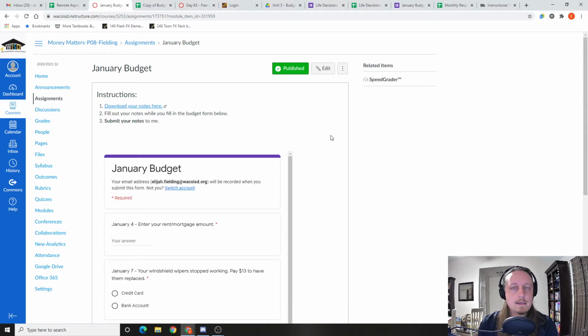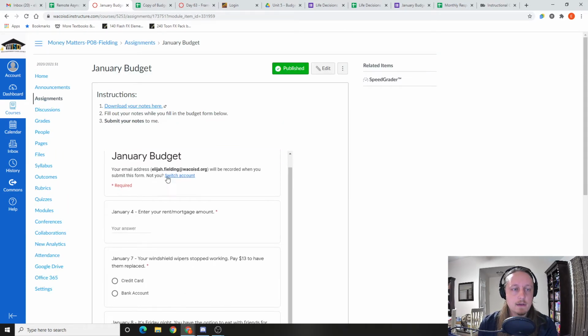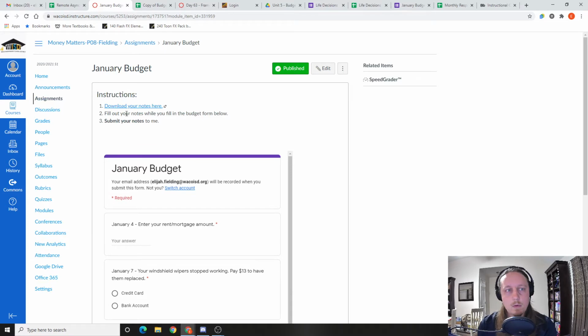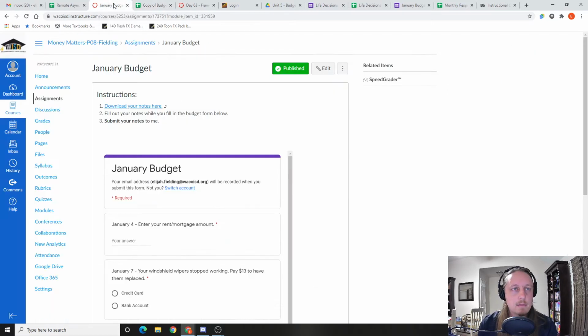Okay, so this is the assignment page. And notice that there's notes, there's this form, and then there's a place to submit something. And so we need to talk about what's going on here. If you click on download your notes, it's going to give us this blank page. Okay, and I'm going to change this to January, because we're going to do this every day. So today, we're going to look at January's. So January budget notes. Okay, and then I'll, of course, be able to find that later when I need to turn it in. Okay, I'm going to fill out my notes while I fill in the budget, and then make sure you submit your notes to me at the end.